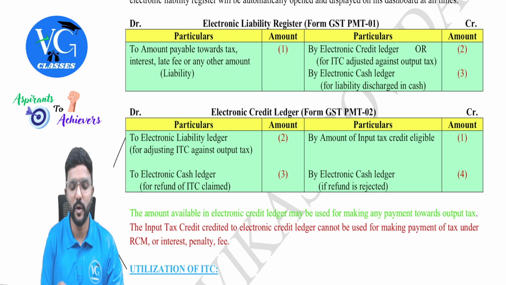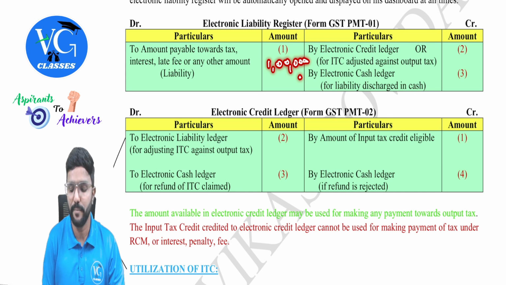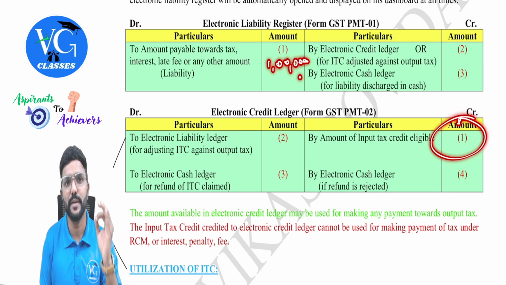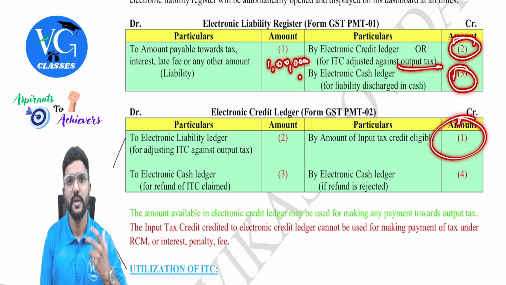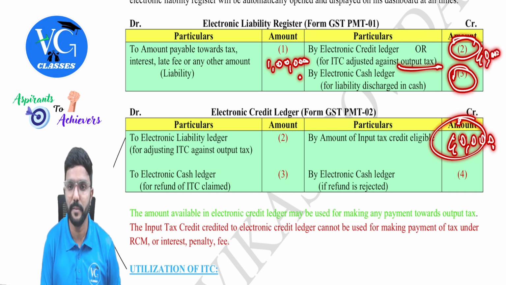Okay, sir. Now, how will he pay this? He has two options. Assume the liability under GST is 1 lakh rupees. First, we will check whether there is any balance in the electronic credit ledger. If yes, that credit ledger balance can be used to pay output tax. Use that first. Remaining, if any, will be paid through cash ledger. Assume there is a credit ledger balance of 40,000. So we will use that first. Obviously, first priority will be that 40,000. Remaining 60,000 we will pay through cash ledger, guys.